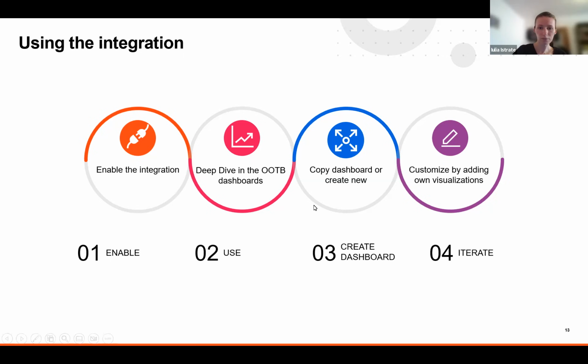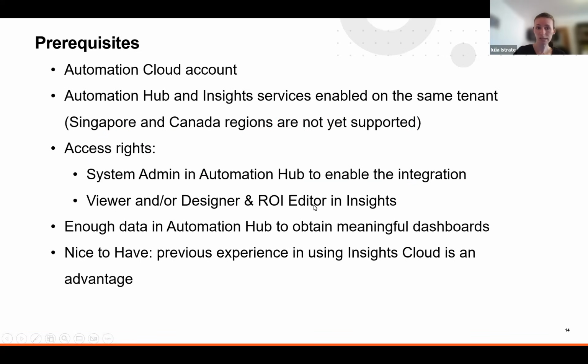And when I was saying that, you have to also be aware of some prerequisites. For instance, as I was saying earlier, this integration is available while you're using an Automation Cloud account organization. The Automation Hub and Insights services need to be enabled and used on the same tenant. We don't mention that for now, Singapore and Canada tenants, we don't provide this integration yet. It's something we're currently working on.